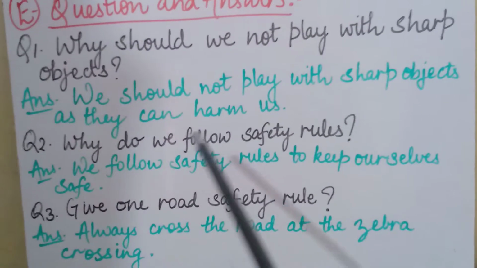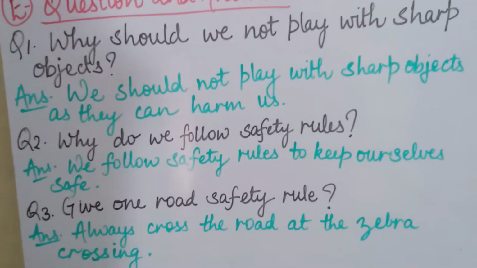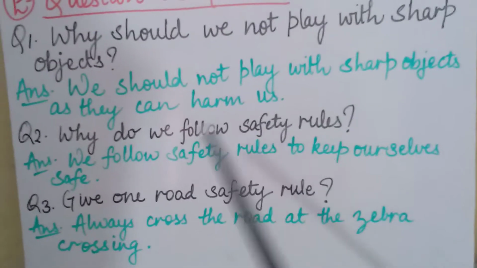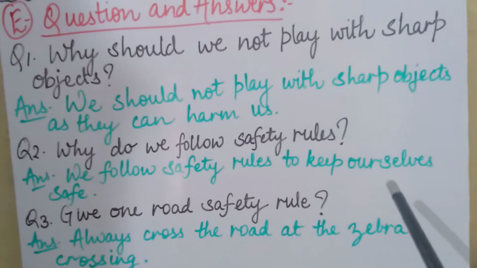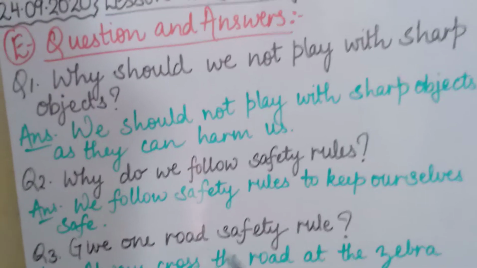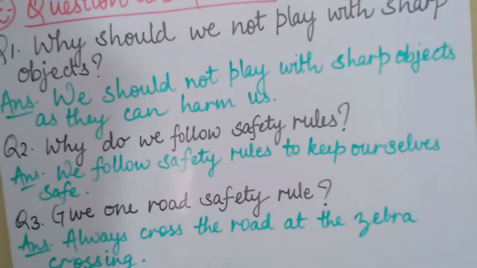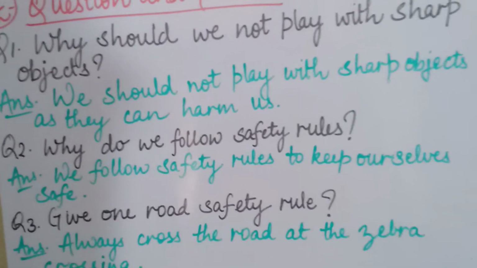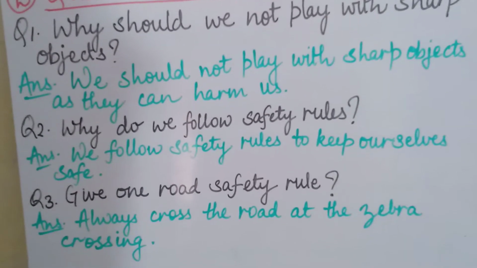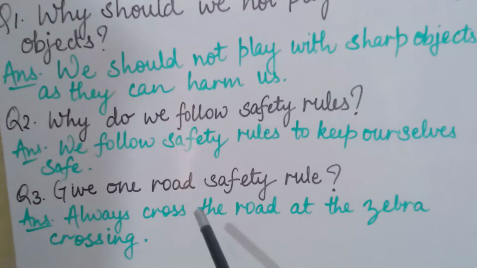Second question, why do we follow safety rules? Now children, hum safety rules ko follow kyon karte hain? So the answer is, we follow safety rules to keep ourselves safe, apne aap ko safe rakhne ke liye. Third question, give one road safety rule. Ek safety rule batana hai when you are on the road. So the most important road safety rule is that always cross the road at the zebra crossing.